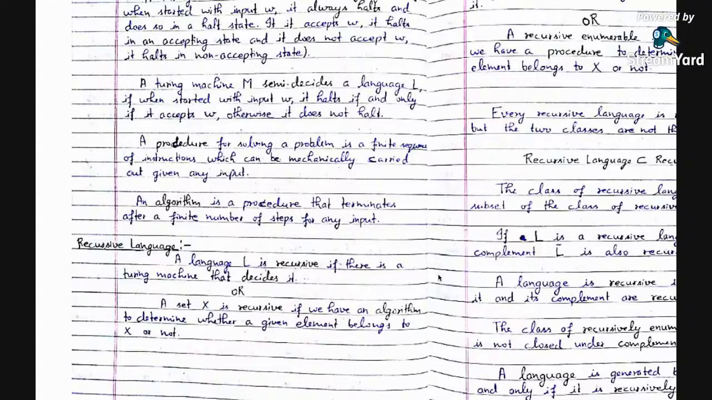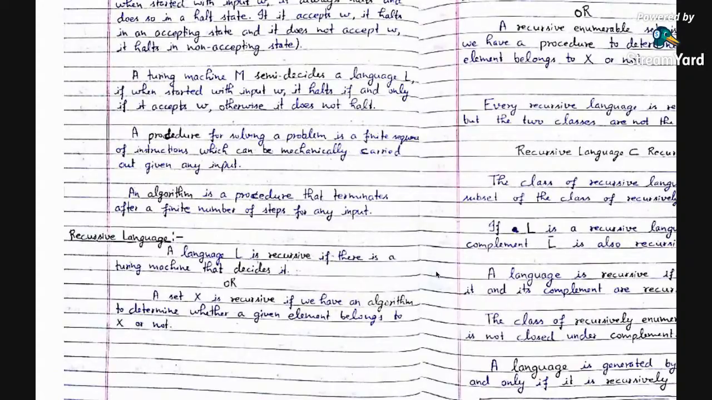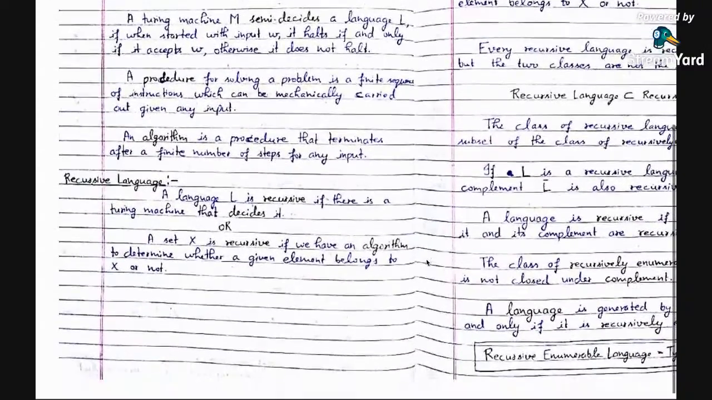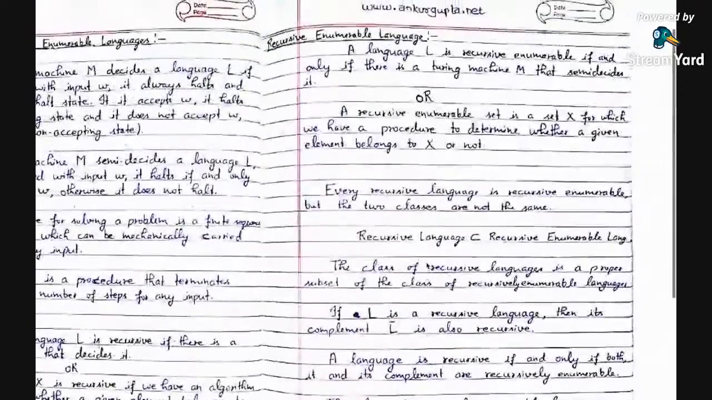A procedure for solving is a finite sequence of instructions which can be mechanically carried out given any input. An algorithm is a procedure that terminates after a finite number of tests for any input. A recursive language: a language L is recursive if there is a Turing machine that decides it. Or a set X is recursive if we have an algorithm to determine whether a given element belongs to X or not.